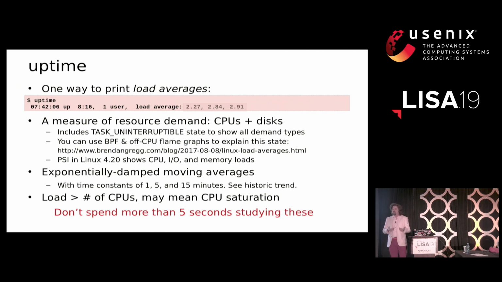Why we have 1, 5, and 15 is because these were created before GUIs were a real thing, or GUIs were very easy to use. Imagine old terminals or teletypes. So it gives you a historical trend without a graph.